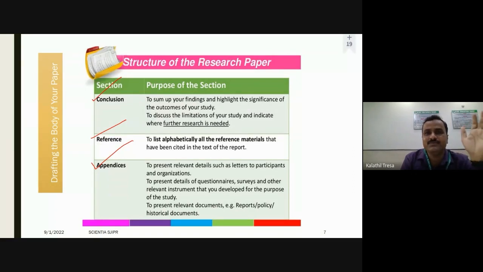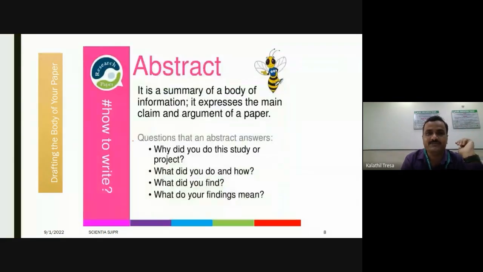For writing any research paper, we have to draft the paper by considering this structure. So we'll see in detail what the abstract is and how to write it. As I said, the abstract is a summary of the body of the information which explains the main claim and argument of the paper, meaning the main aims and objectives and the results obtained in the research. Two to three main questions are there. The first question that we have to answer in the abstract is, why did you do this study or project? Why did you carry out this project? What did you find in this research, and what do your findings mean?